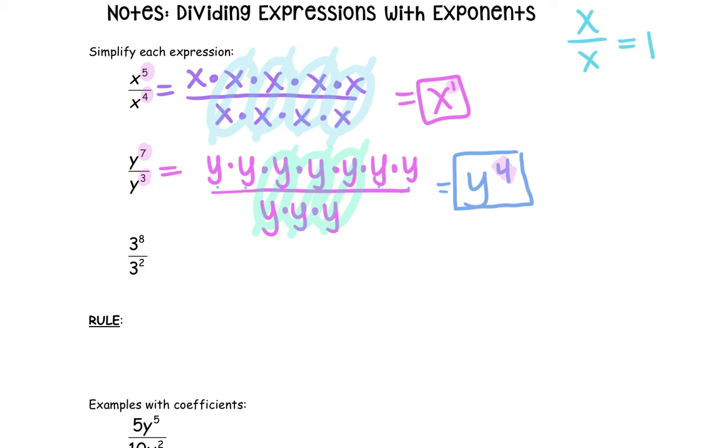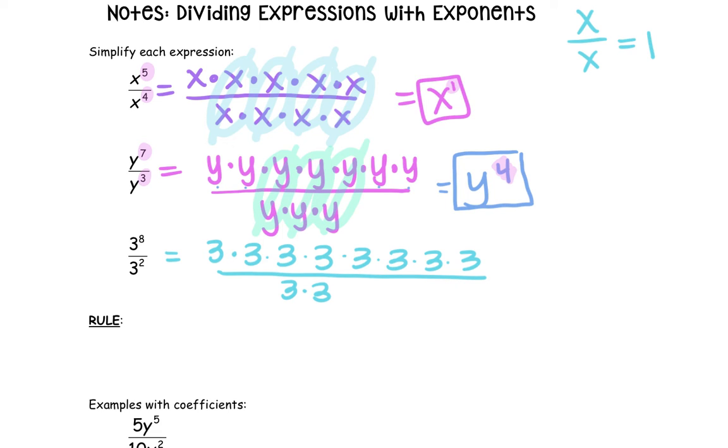3 to the 8th power is 3 times 3 times 3 times 3 times 3 times 3 times 3 times 3, divided by 3 squared, or 3 to the 2nd power, which is 3 times 3.